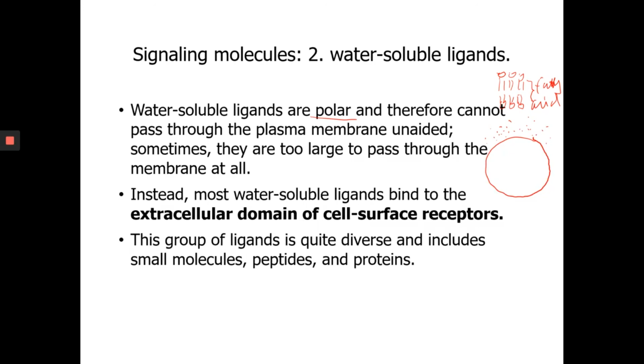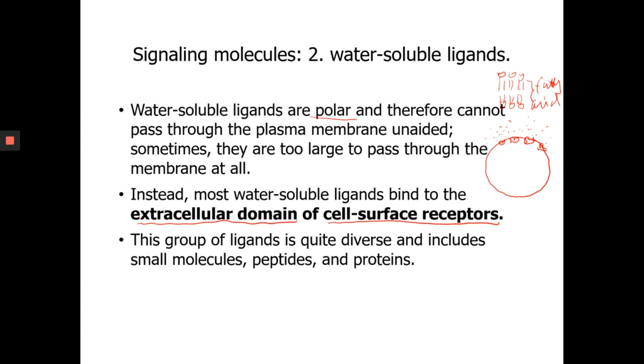So that means their receptors have to be on the cell surface. They will bind to cell surface receptors. So these receptors are going to be on the cell surface. There you go. Now there's a little extra information over here. The extracellular domain. Extracellular means outside the cell, right? It's over here, and the domain just means a region of that protein receptor.